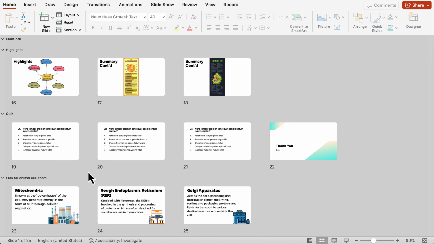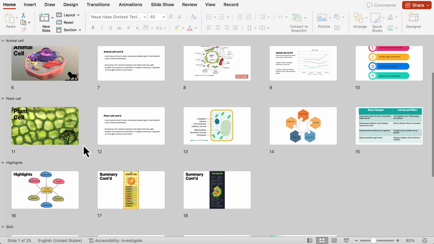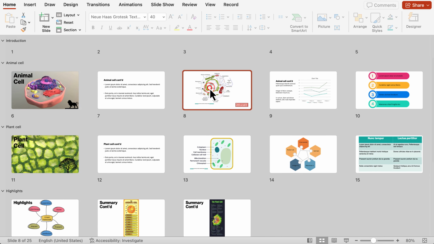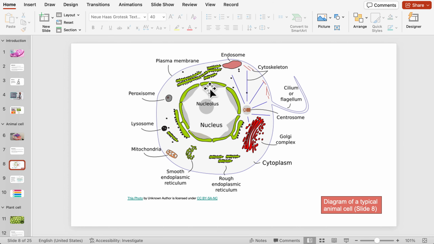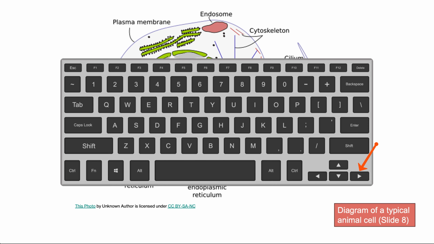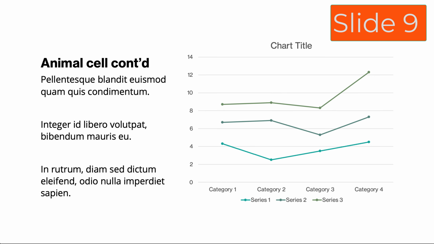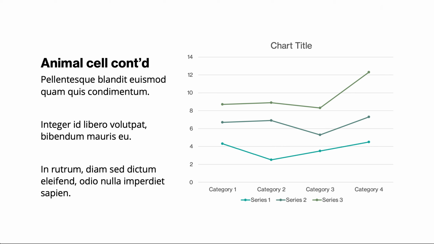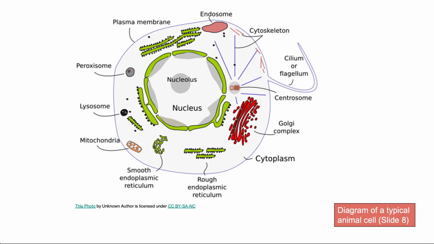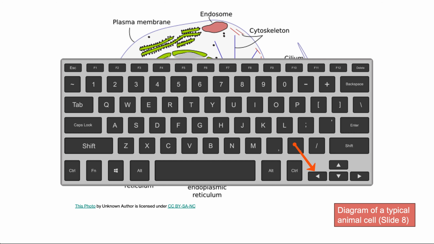So let's go to slide 8, which is the animal cell diagram slide. So I scroll back up, I double click on slide 8, and there it is, diagram for typical animal cell. Presently, if we go into slide view and we click the forward arrow key, we go into slide 9. But we really want to go through the different organelles before we go to slide 9. We can do this using PowerPoint's slide zoom tool. So let's return to slide 8, and you can do that by clicking on the left arrow on your keyboard.